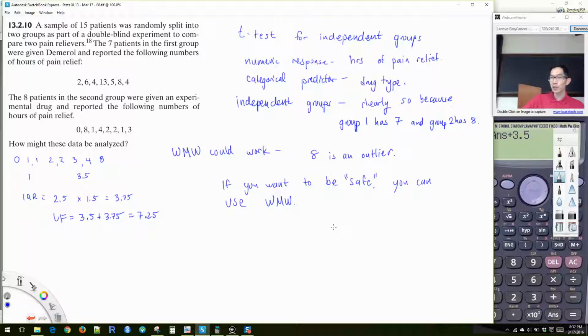So basically, when you use the t-test, you are assuming that the sampling distribution of y bar is approximately normal, okay? Use of the t-test assumes that the sampling distribution of y bar is approximately normal.